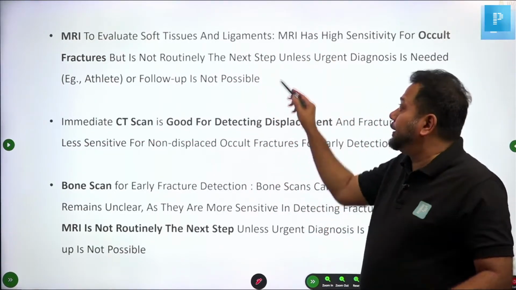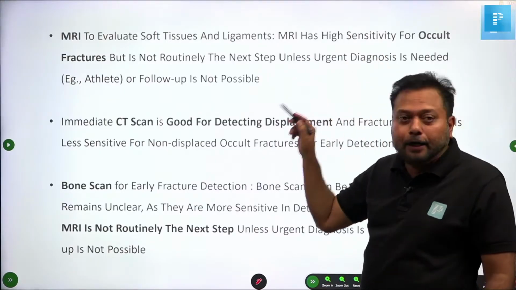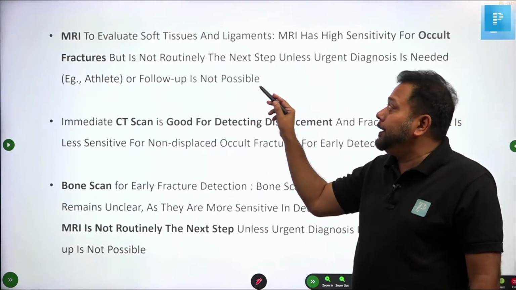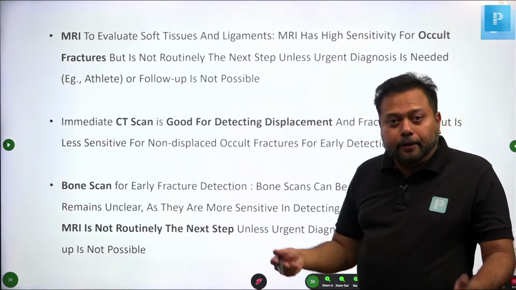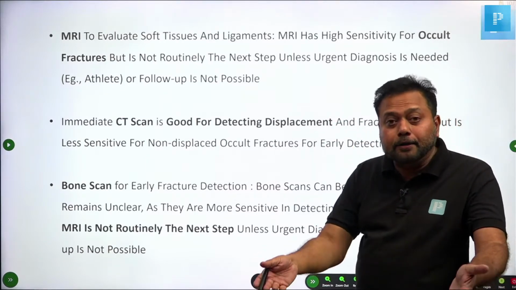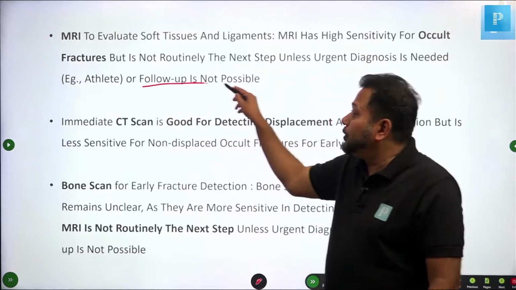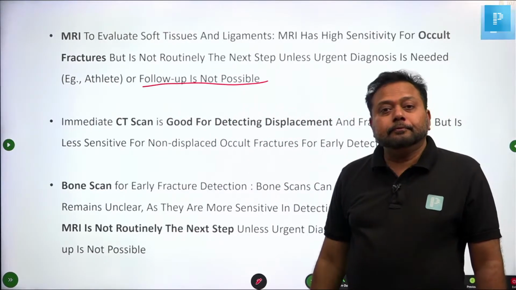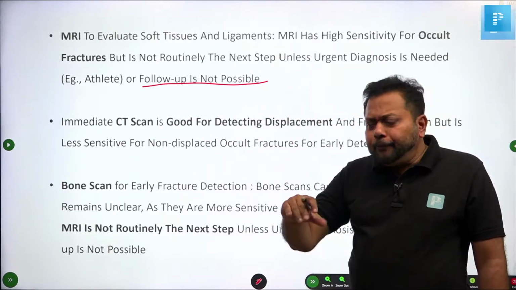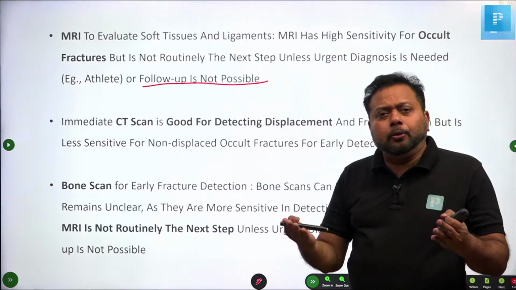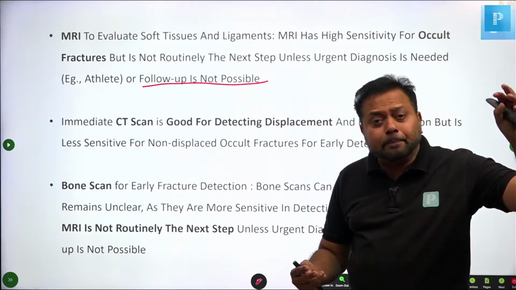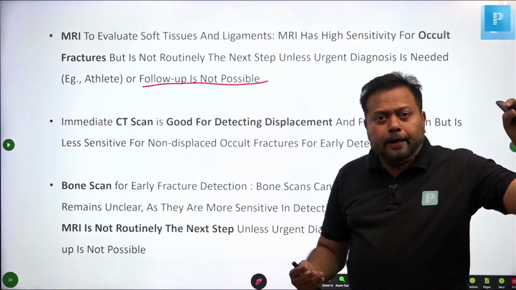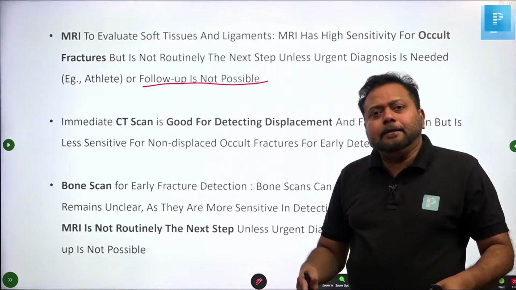MRI has high sensitivity for occult fractures, but it is not routinely the next step unless urgent diagnosis is needed. He is an athlete who is playing on the ground, urgent. Otherwise, follow-up is not possible. Everything is weighed accordingly. You can't take everything directly from the textbook, especially Western textbooks. Our country and our practice, we have a value.